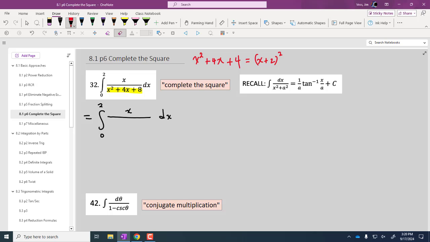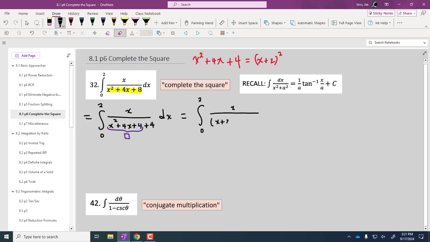So what I'm going to do is borrow a 4 from the 8. So what we're going to do is take this 8 and bust it apart into 4 plus 4 so that this part is a perfect square. All right, so let's factor that. So in the denominator, we're going to have x plus 2 quantity squared plus 4 dx.